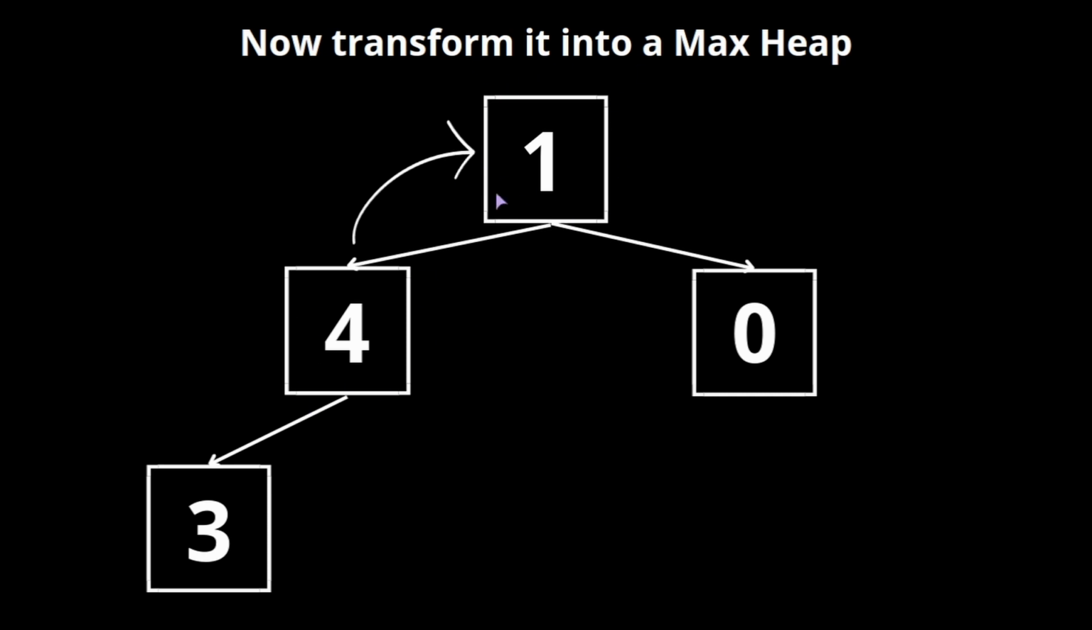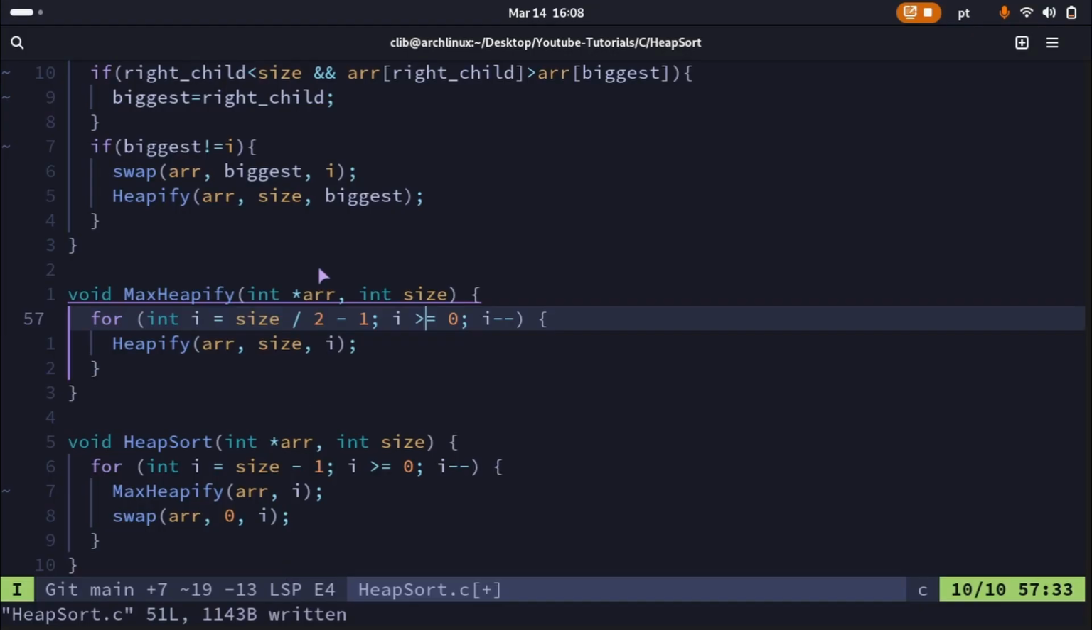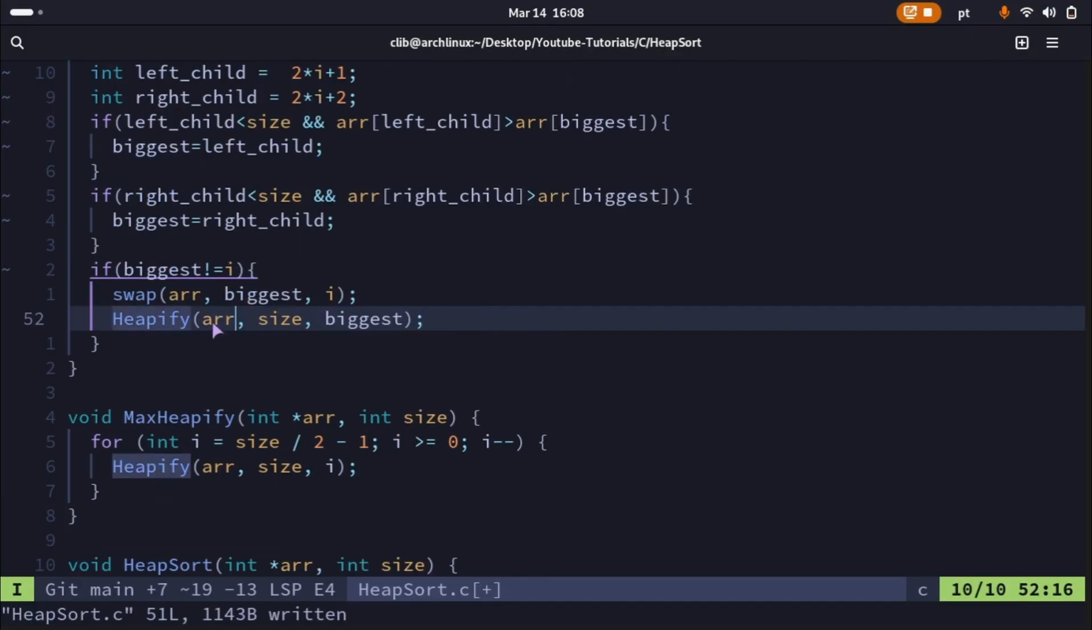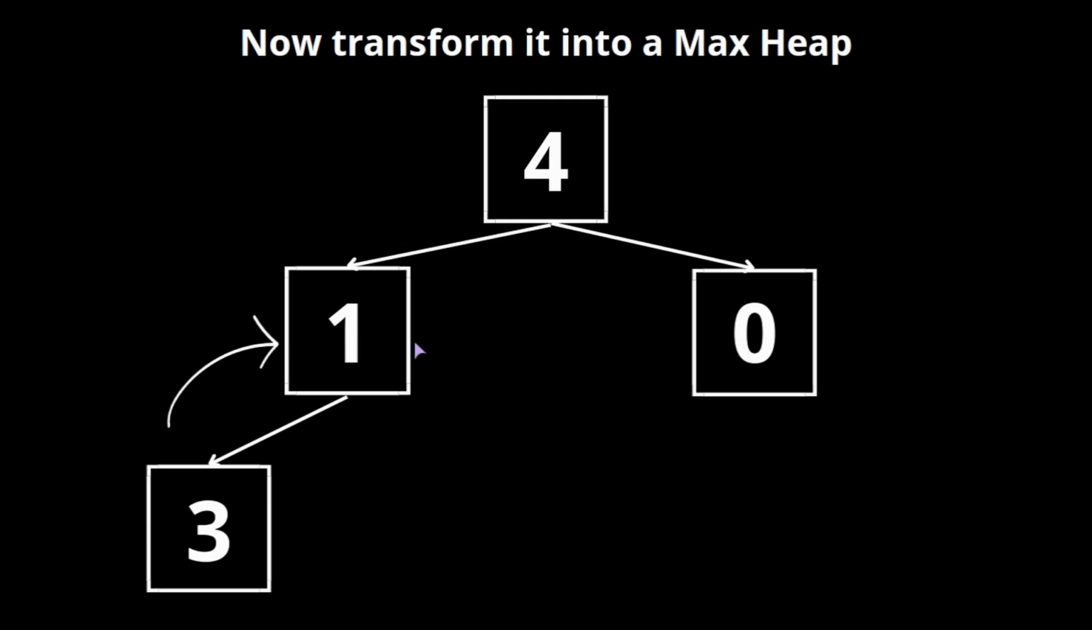Once we reach the root here, in this case the second iteration, we're going to compare 1 with 4 and 0, and we'll see that 4 is greater than 1. We have to swap 4 and 1. But in this case, 1 is smaller than 3. So that's why we call heapify again. After we swap 4 with 1, we call heapify pointing to 1, and 1 will compare with its child 3 and check that 3 is greater than 1, and we perform a swap again.